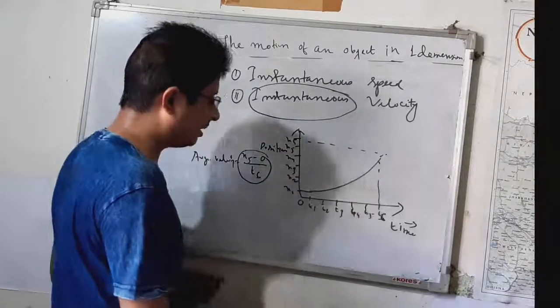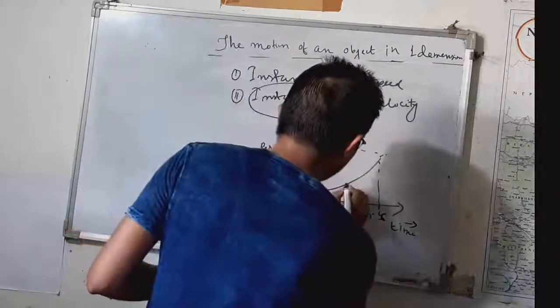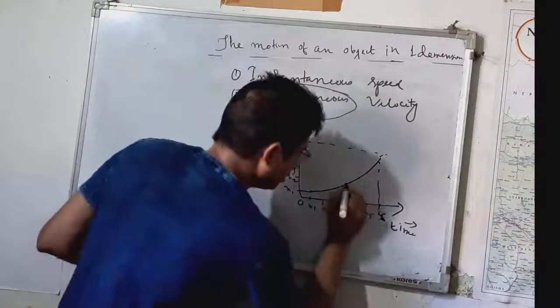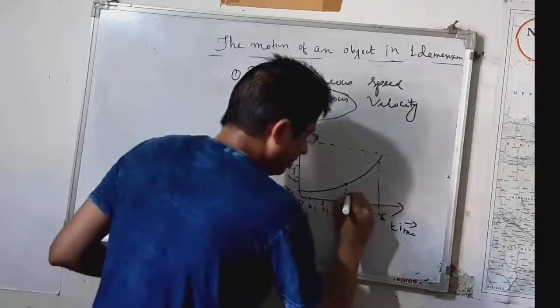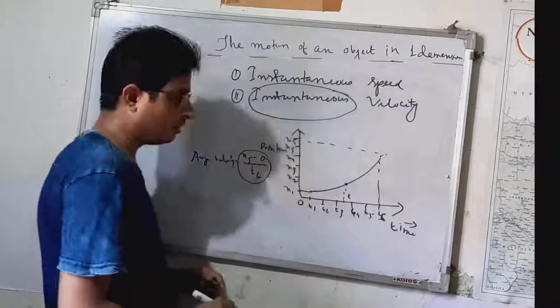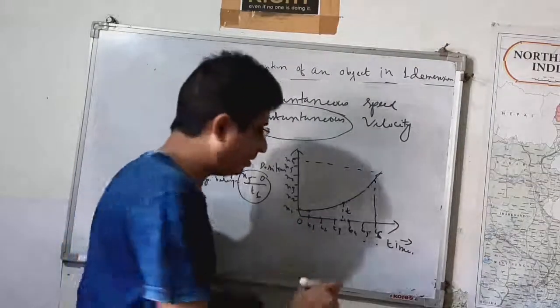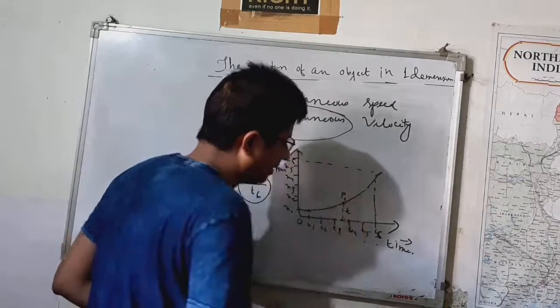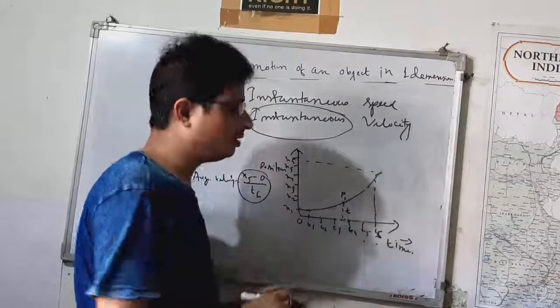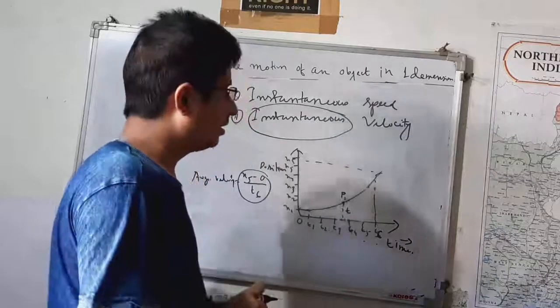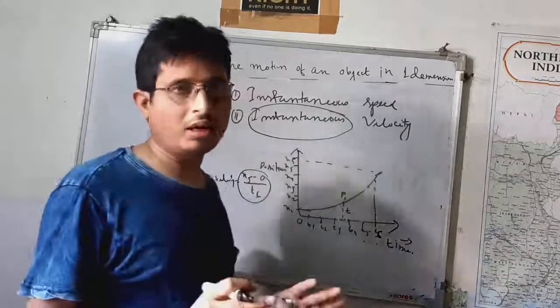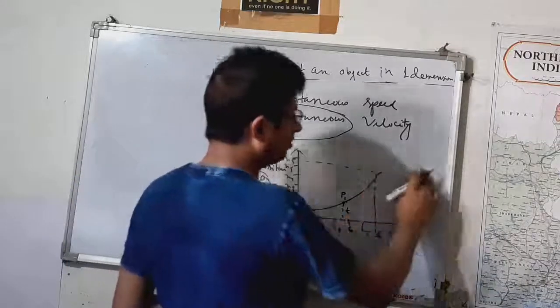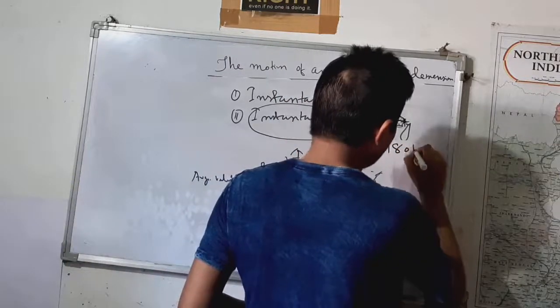But suppose I want to measure the velocity at this point. Suppose the time at this is t. Now, suppose the point at time t is p1. This condition is similar to a situation like, suppose I want to travel from Tezpur to Guwahati. The distance between Tezpur and Guwahati is 180 km.